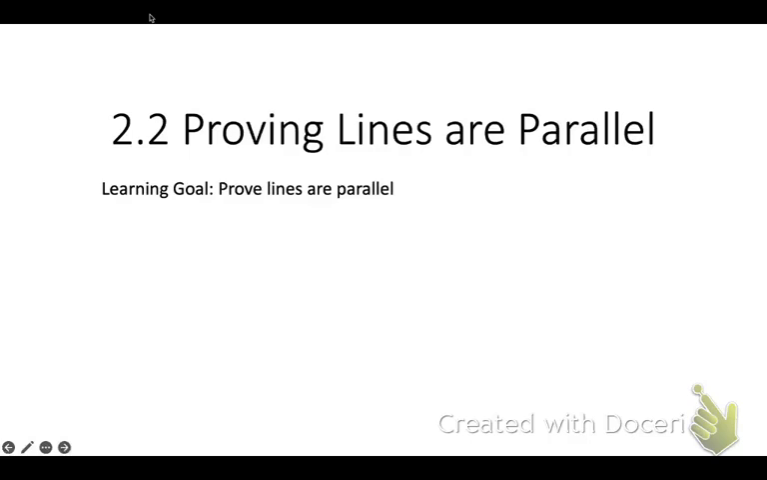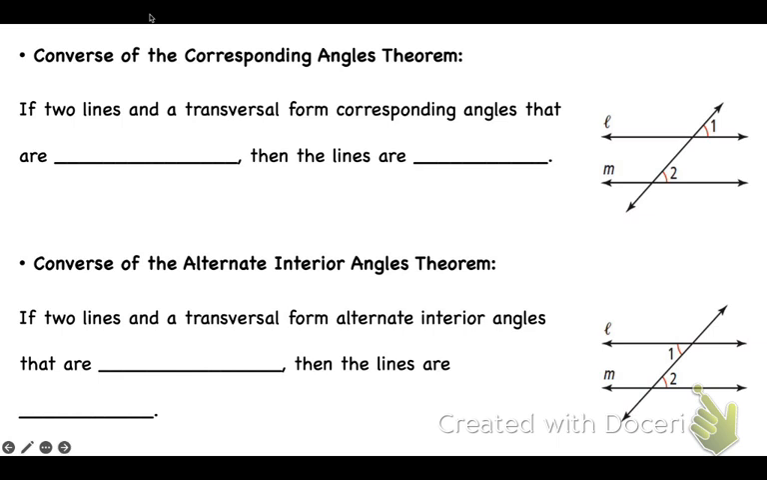Okay, so 2.2, proving lines are parallel. Converse means backwards. It just means we're going to undo what we had done before. So we have the converse of the corresponding angles theorem. Our corresponding angle theorem last time said if two lines are crossed by a transversal, then corresponding angles are congruent. Yes? So now we're going to say it backwards.